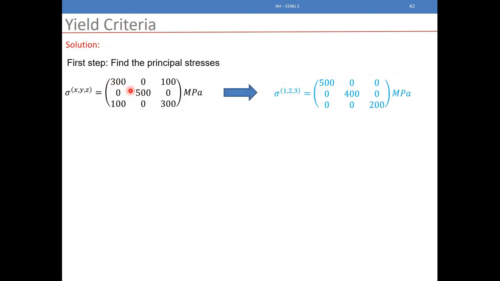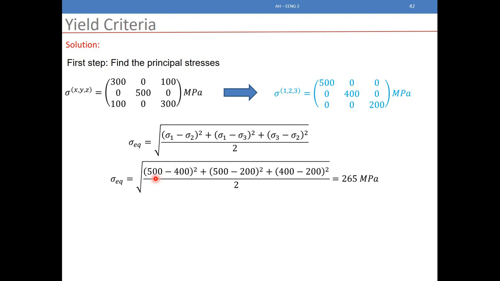So always the first step, if I don't have the principal stresses, is to calculate them. Without starting any analysis directly, we calculate the principal stresses, sigma 1, sigma 2, and sigma 3. Then we calculate the square root of ((sigma 1 minus sigma 2) squared plus (sigma 1 minus sigma 3) squared plus (sigma 2 minus sigma 3) squared) over 2. Because we have squares here, we don't care about the order; sigma 2 minus sigma 3 or sigma 3 minus sigma 2 is the same here. And we find 265 megapascal.